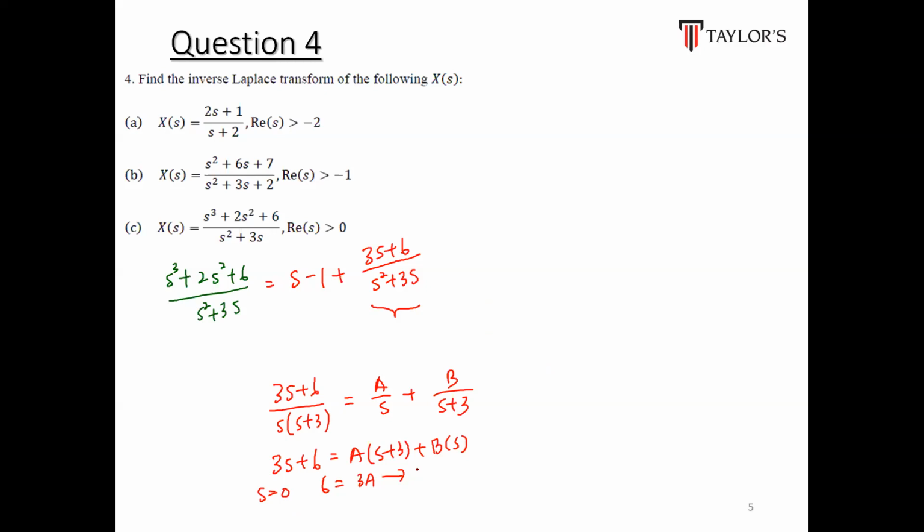So this one, I get A equals 2. Then now I substitute another one, s equals negative 3. So negative 3 becomes negative 9 plus 6 is negative 3 equals negative 3B. So B will get negative 1. So this is actually s minus 1 plus 2 over s minus 1 over (s plus 3).